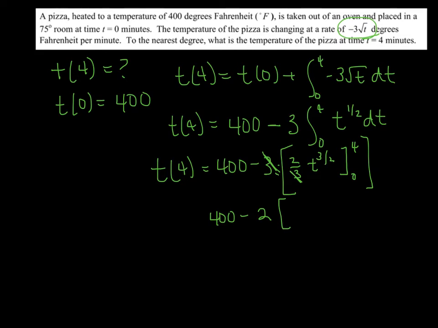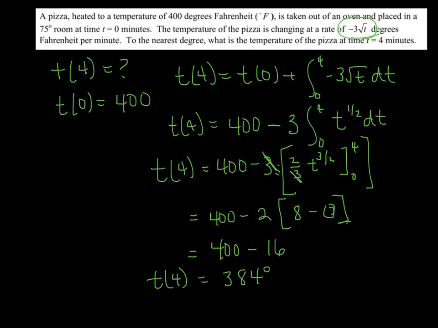let's go ahead and plug in the 4 and the 0, the upper and lower bound, so 4 to the 3/2. Remember, we always do the root first. So the square root of 4 is going to be 2. 2 cubed is going to be 8 minus, obviously 0 to the 3/2 is just 0. And so I have 400 minus, this is just going to be 16. 400 minus 16, so the change was only 16 degrees here. So I would say my temperature after 4 minutes is going to be 384 degrees.